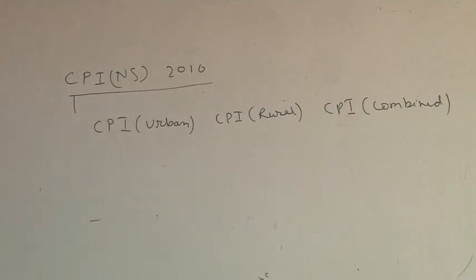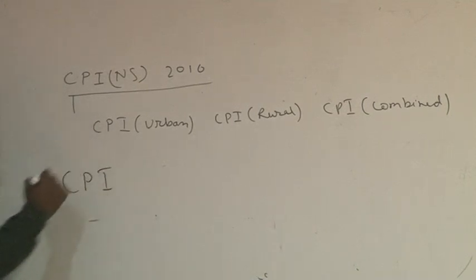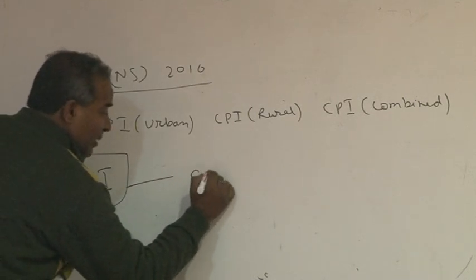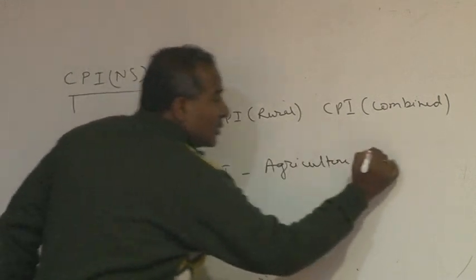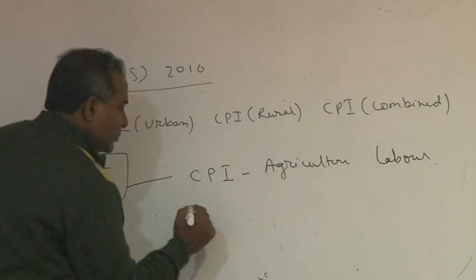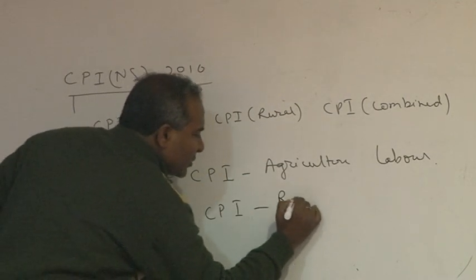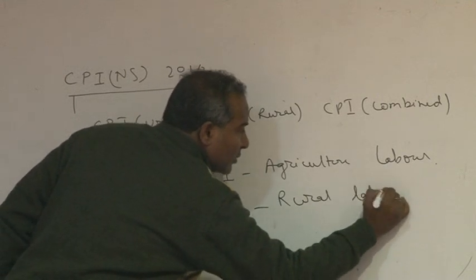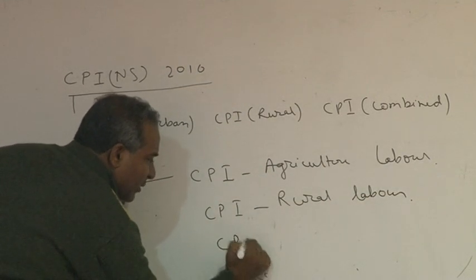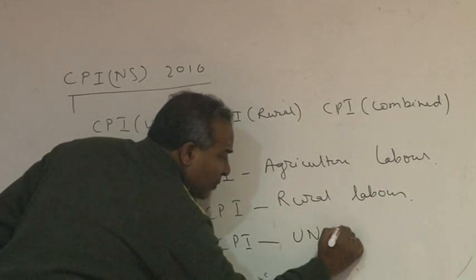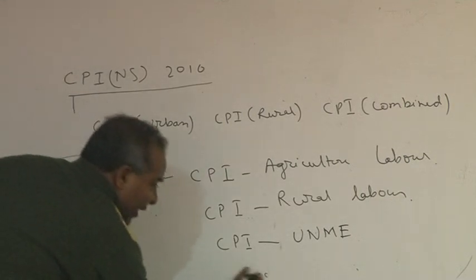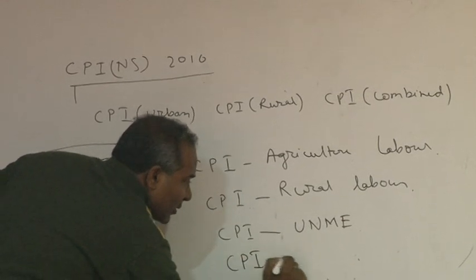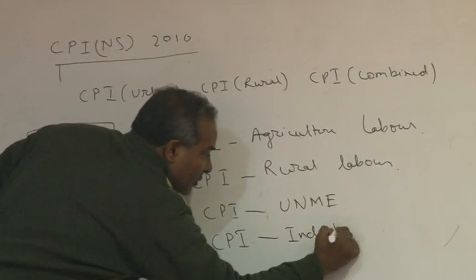New series. Why? There is an old series of CPI. In the old series of CPI there were 4: CPI agricultural labour, CPI rural labour. Then there was CPI urban non-manual employee, UNME, urban non-manual employee, CPI UNME, and another was CPI industrial worker.